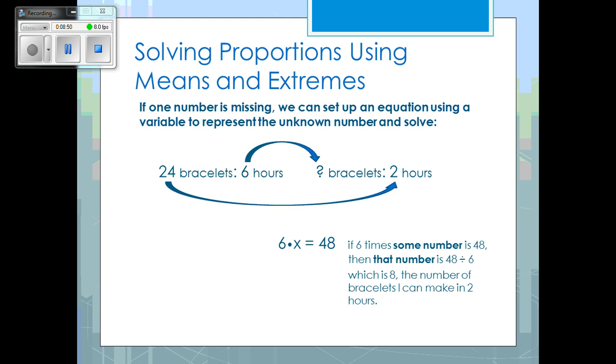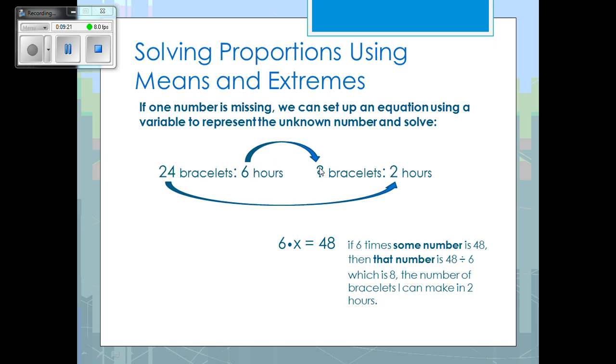So if one number is missing, what we can do is set up an equation using a variable to represent the unknown number and solve. This is the same example we've been looking at. The setup, 24 bracelets with 6 hours. I've taken out the value for the bracelets that go with 2 hours. Since we still have our extremes, 24 times 2, that equals 48. And we know that that needs to be equal to 6 times some number that I don't know yet.